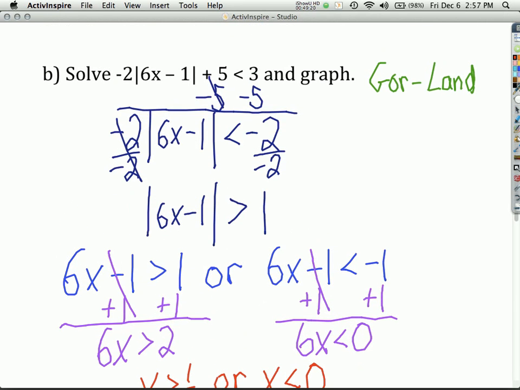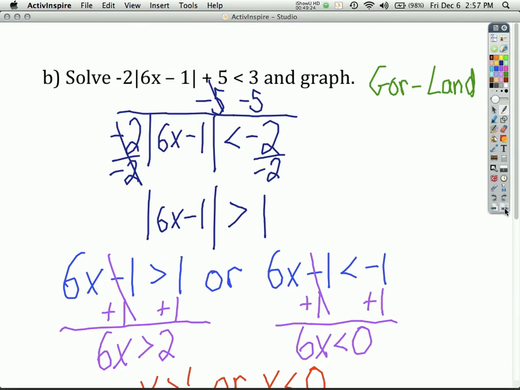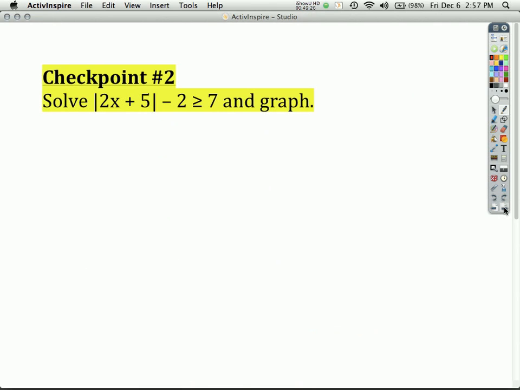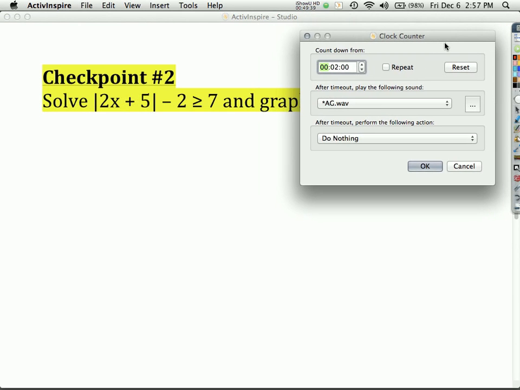Now, I am a little bit short on time. We're supposed to graph this, but I'm not going to. I'd rather you have a chance to work independently on a question. So I want you to solve. I don't want you to graph. So go ahead and solve number 2. And you got 2 minutes.